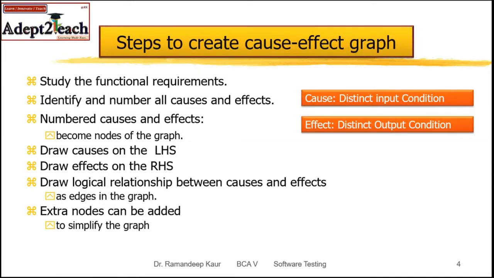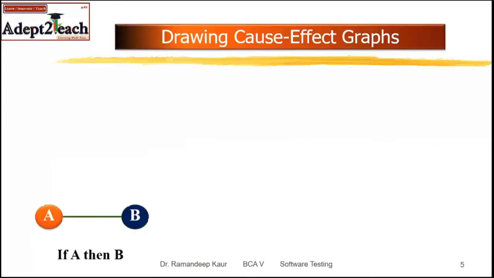Whatever different input condition we have, we call it a cause. And whatever different output condition we get, that is called an effect. Now, when you have identified the causes and effects, you have to make a logical relation between cause and effect in the form of a graph. Those causes and effects will be connected via edges. You can add extra nodes in order to simplify the graph or to make some relations. We can simplify the graph using some connector nodes in between.